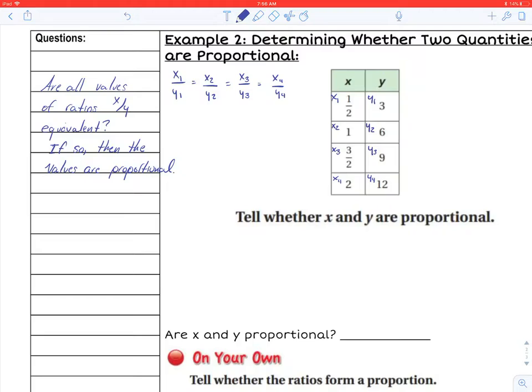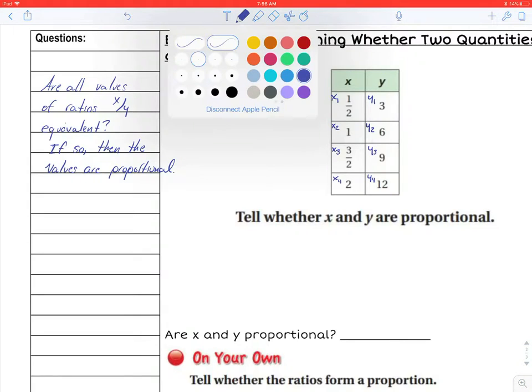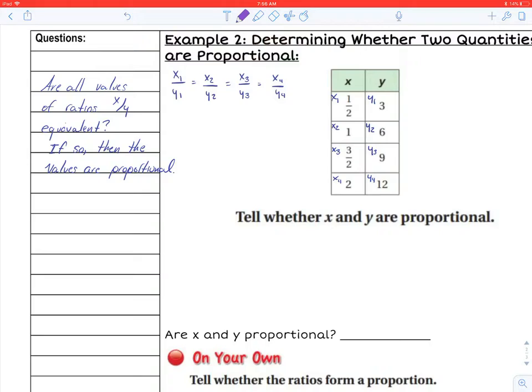So how are we going to check that out? We're going to compare them. We're going to set them equal to one another and then simplify them down and see if they really are all equal to one another. So for the first example, we can put x1 over y1. So x1 is equal to 1/2 over y1, which is 3. And is that equal to x2 over y2, or 1 over 6?